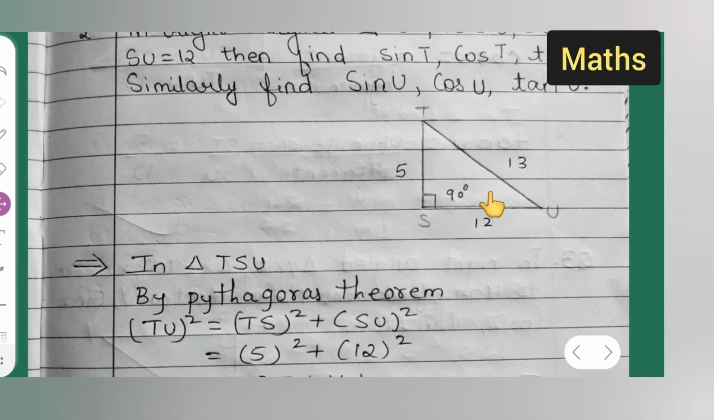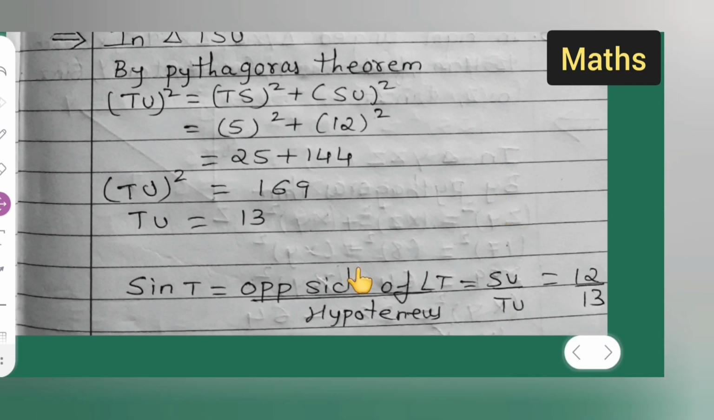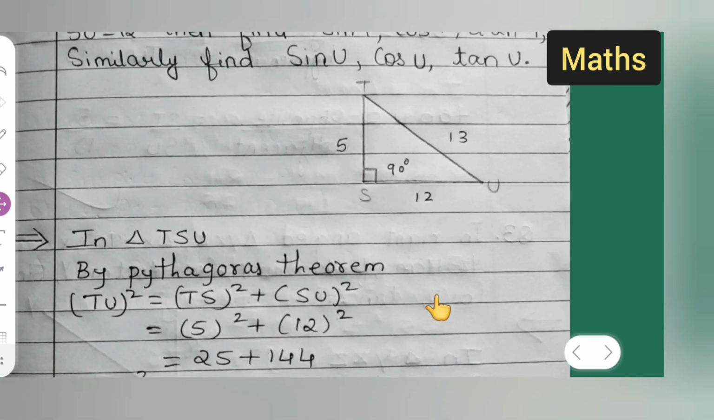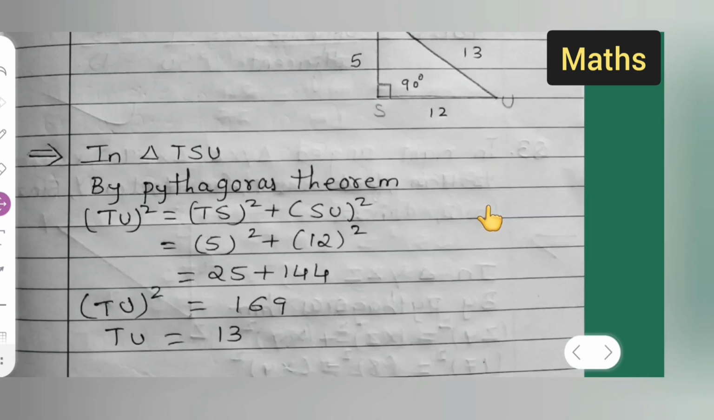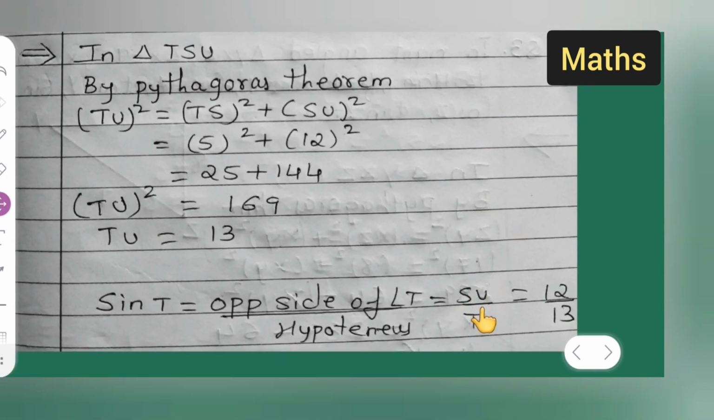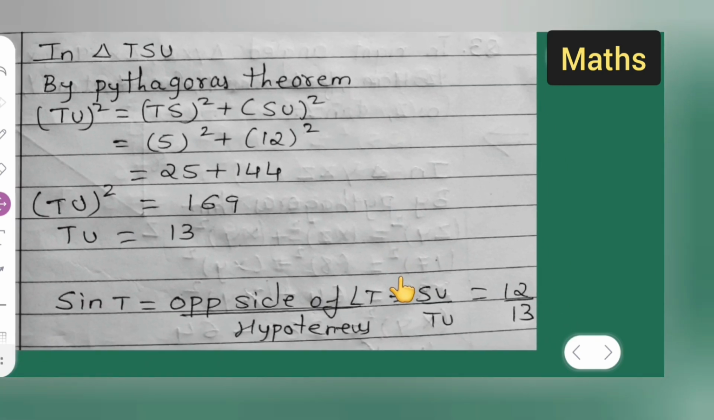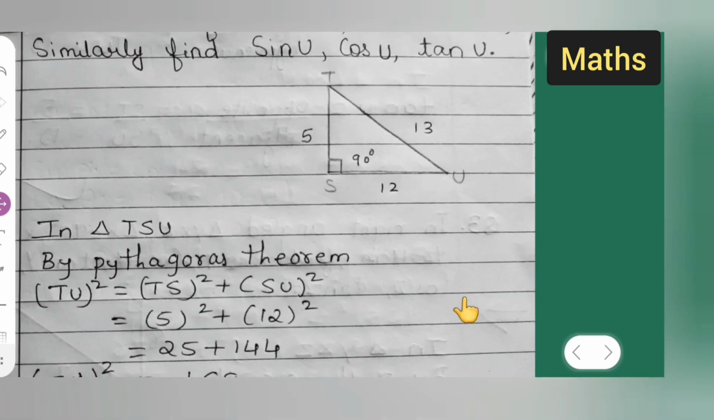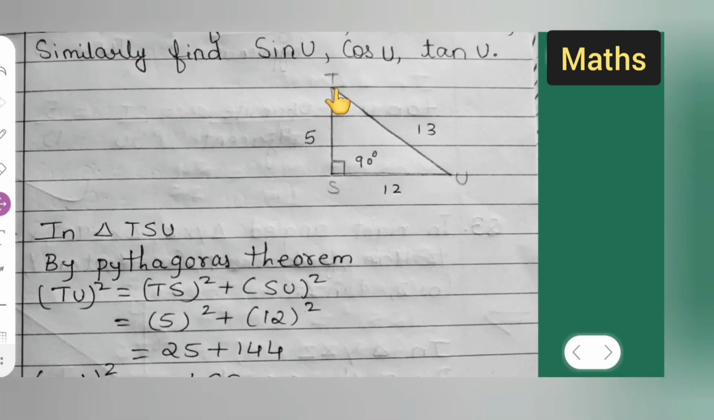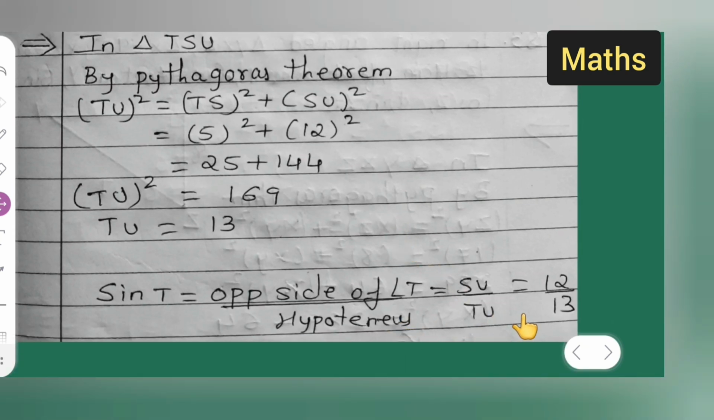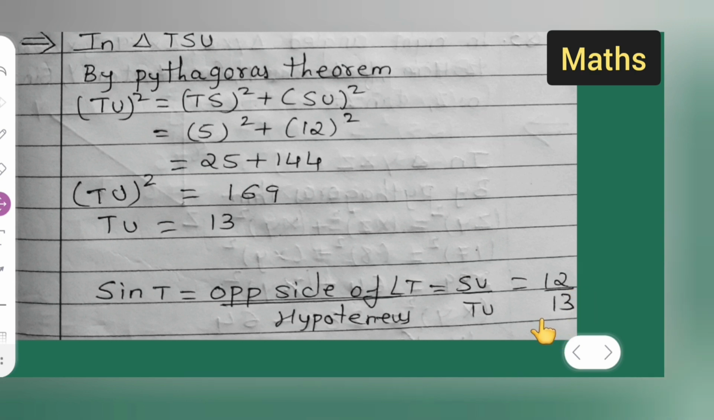Now we can find sin T, cos T. Sin T is nothing but opposite side of angle T upon hypotenuse. Opposite side of angle T is SU, so SU upon hypotenuse TU. SU is 12 and TU is 13. So it is 12 upon 13. You can take this down.